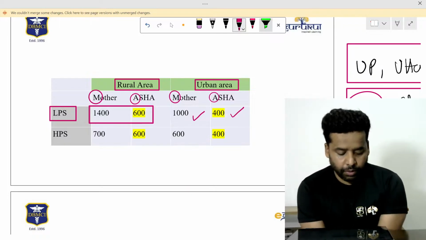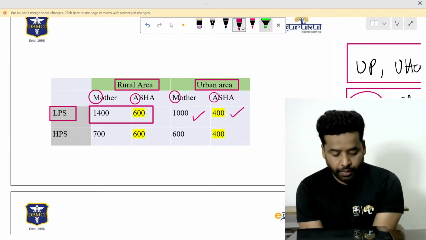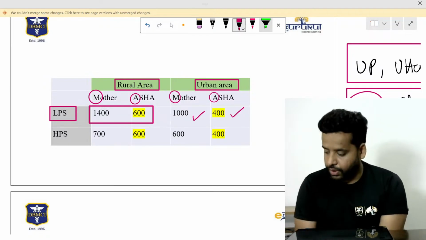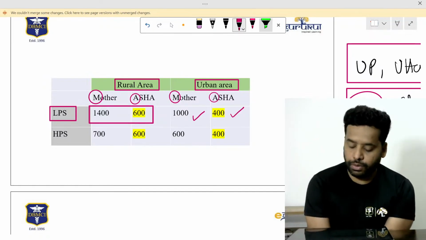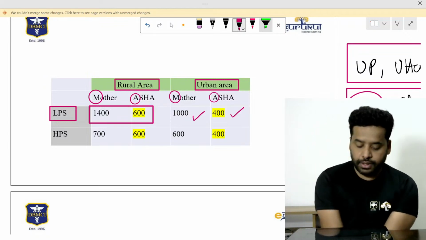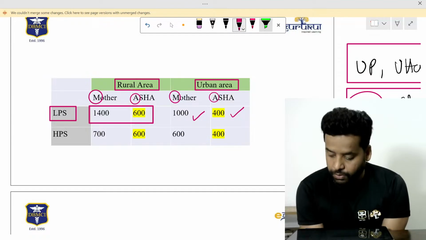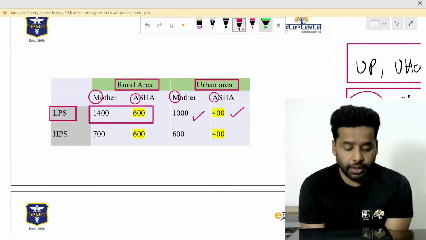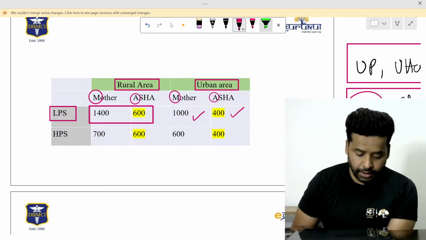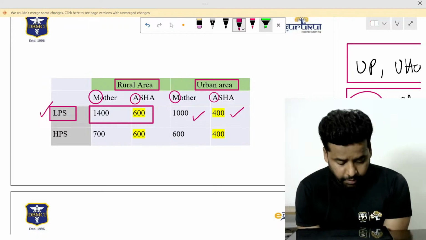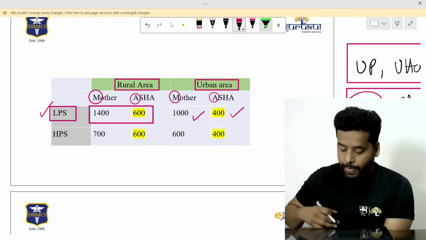Uttar Pradesh rural area, what is your answer? Good. 1400, 600. They are promoting incentives more in rural areas comparatively, because they want more deliveries from rural areas. They want to increase hospital deliveries from rural areas.